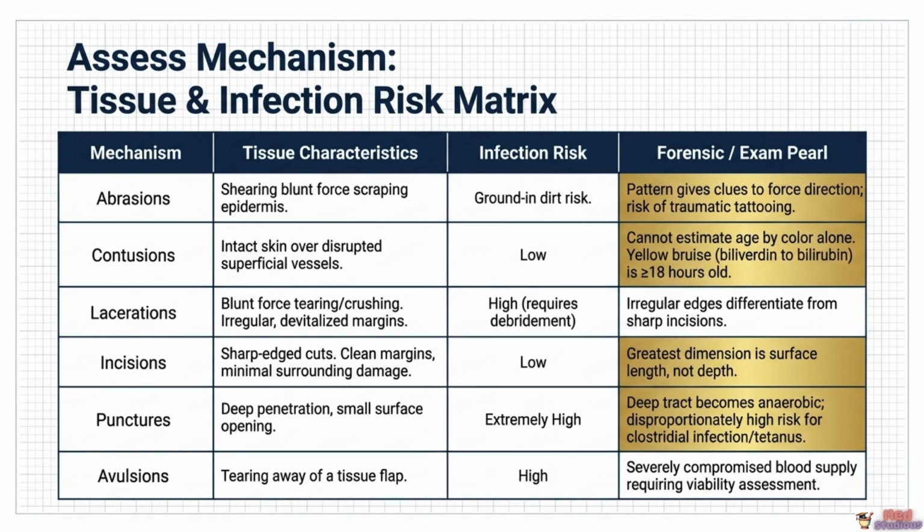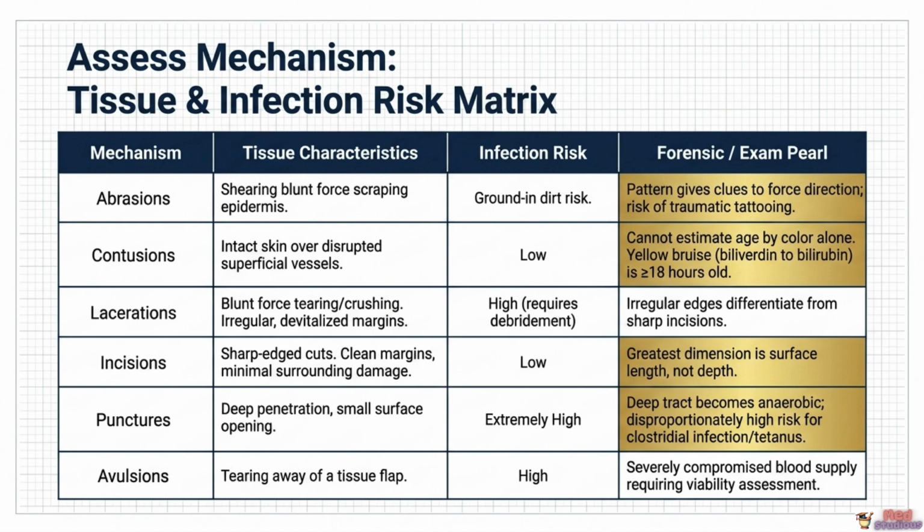The first step in wound management is assessing the mechanism, because mechanism determines tissue damage pattern, contamination level, and infection risk, all of which drive your initial management decisions. There are 6 wound types you must know cold. Abrasions result from shearing blunt force scraping away the epidermis. They carry a risk of ground-in dirt causing traumatic tattooing, permanent pigmentation from embedded particles, so meticulous cleaning is essential. The wound pattern also gives clues to the direction of force, which is forensically significant.